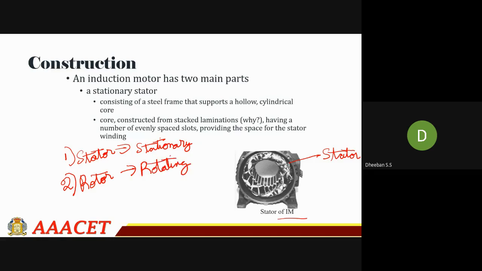What material is the stator made of? That you have to see. The stator is made up of a steel frame. We make use of a steel frame in order to have flux linkage, similar to a transformer. This also depends upon flux linkages, so if you want increased flux linkage, you must have a steel frame of low reluctance.